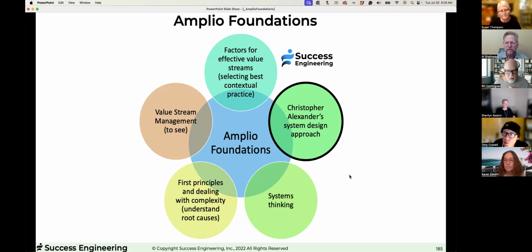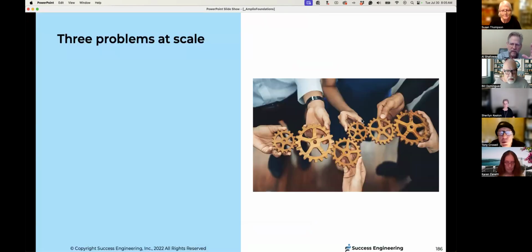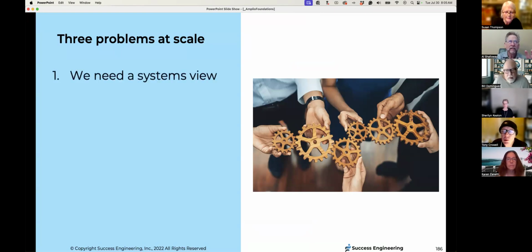Well, if you're like me and you like to see the big picture and the thought process, that's the one. Pattern language is more popular with people. Anyway, I want to start with three problems we have at scale. One is we need a system view. If you don't have the system view, you do local optimizations. We saw that in the earlier systems thinking approach.